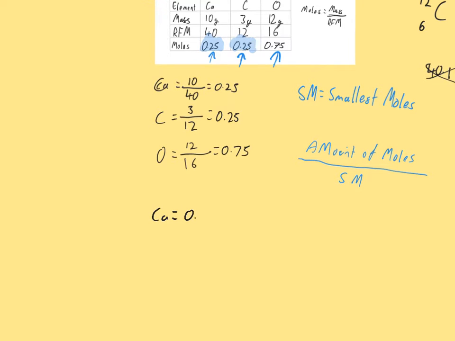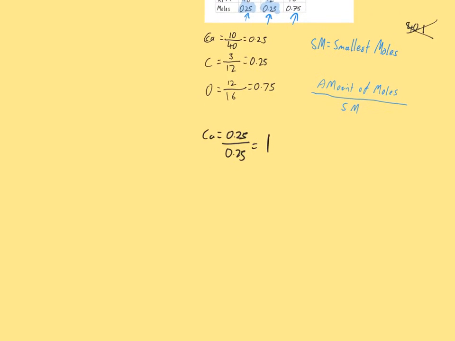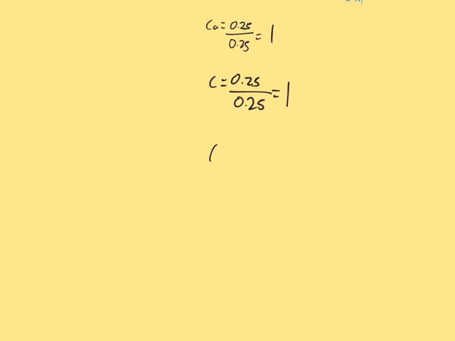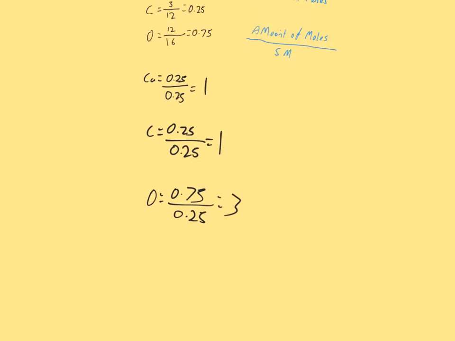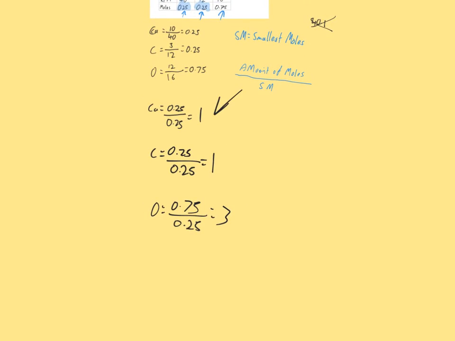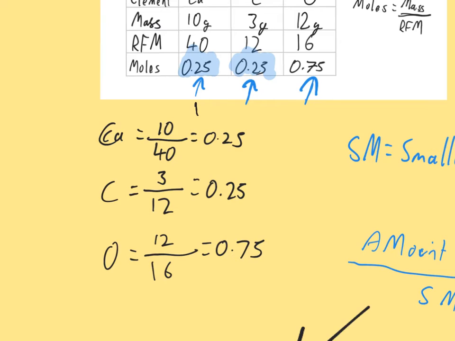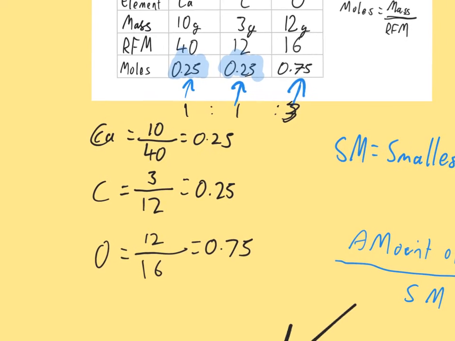So, for example, now you do the actual ratio bit, which 0.25 is our smallest, which is our SM in this case, which is going to equal 1. Our carbon is going to be the same, which is going to equal 1. And our oxygen is going to be the one with a 3. And this is what we're going to need. So underneath it, 1, 1, 3. This is our empirical formula.